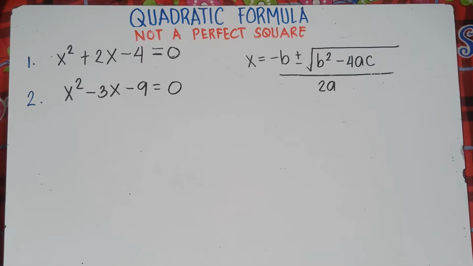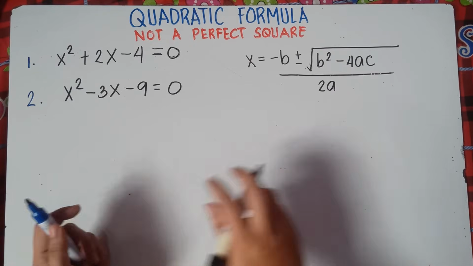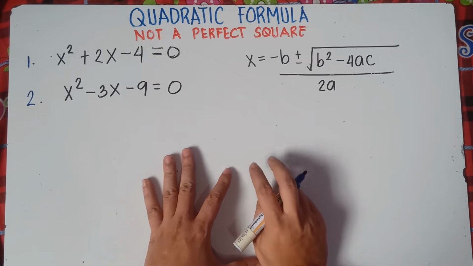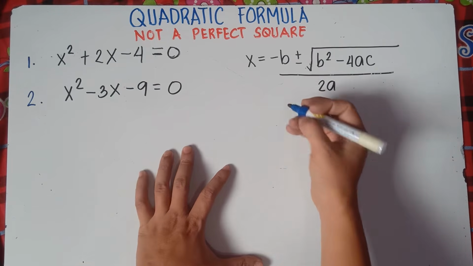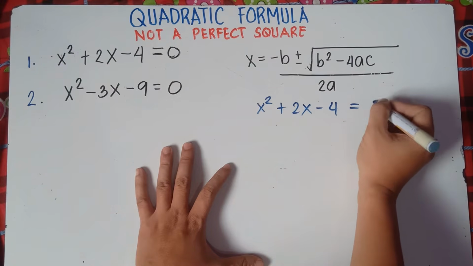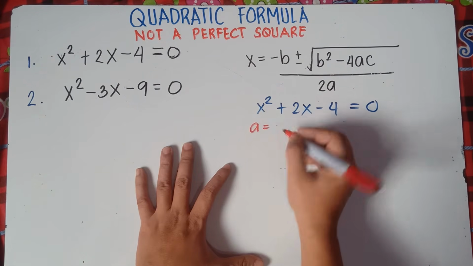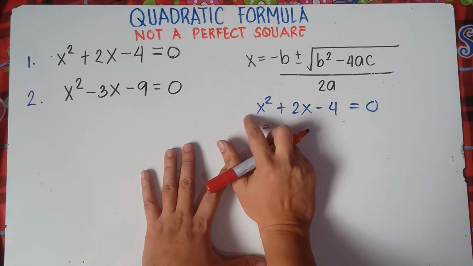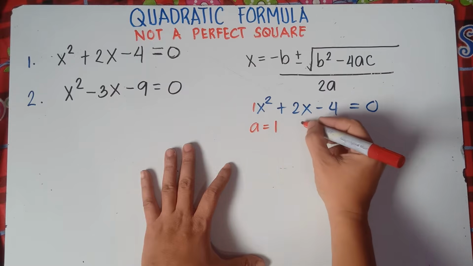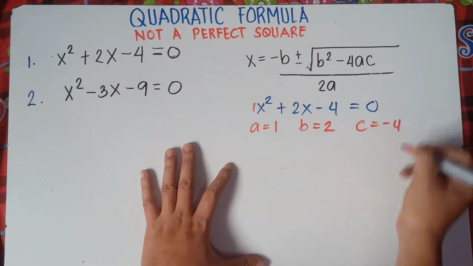Alright, let's start answering number 1. Once again class, before solving this quadratic formula, you need to write the values of a, b, and c because we need to substitute those values in the given formula. Let me write the equation: x squared plus 2x minus 4 equals 0. Our a is beside x squared. If you didn't see any number before x squared, it is understood to be 1. So our a is 1. Our b is beside x, that would be 2. And our c is negative 4.